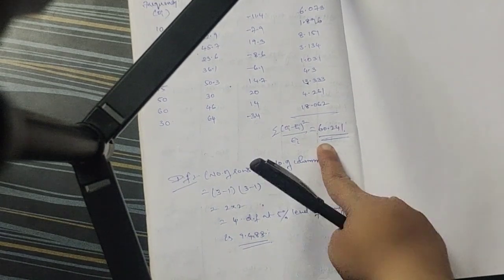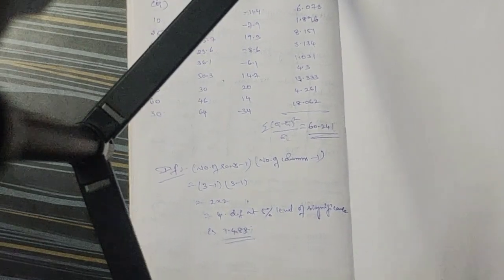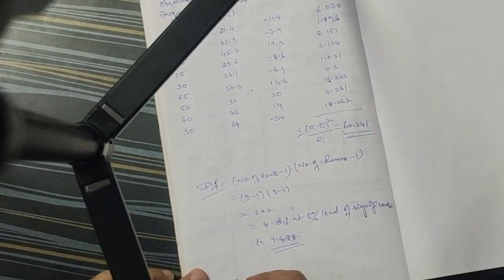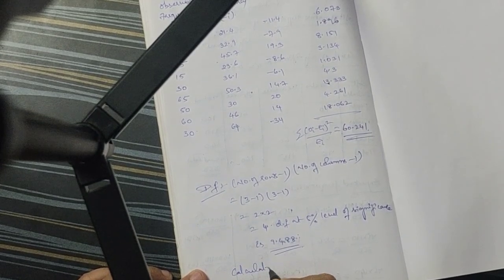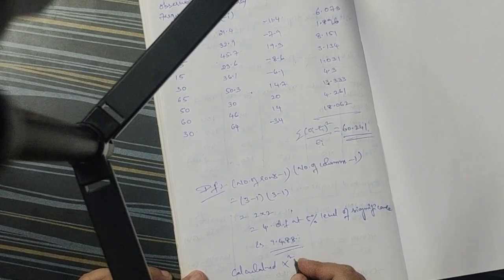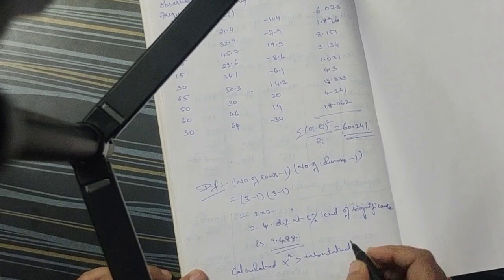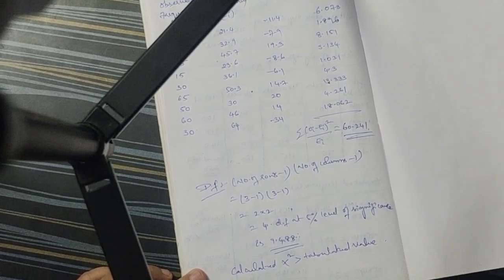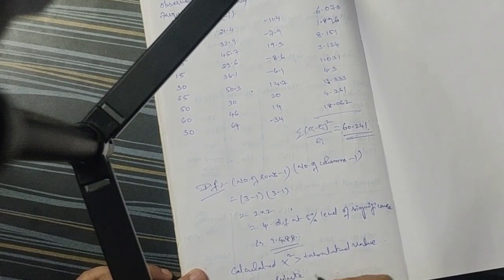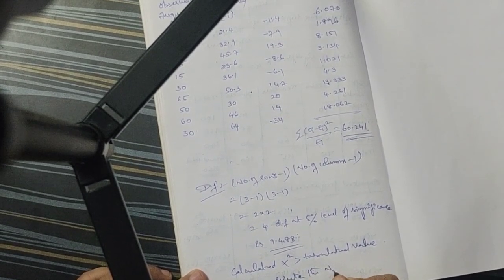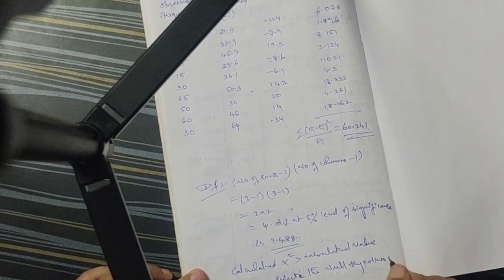Now, this is our tabulated value and this is the calculated value. The calculated value is greater than the tabulated value. So, the null hypothesis is going to be rejected. Just simply, our calculated chi-square is greater than the tabulated value. Therefore, we reject the null hypothesis. Yes, is this clear for everyone?